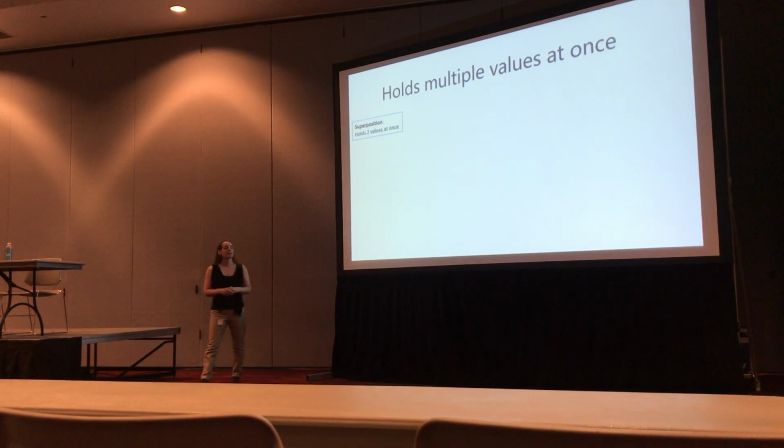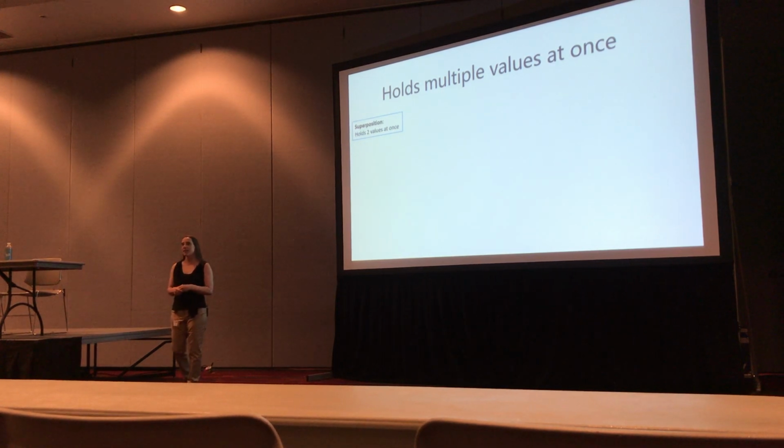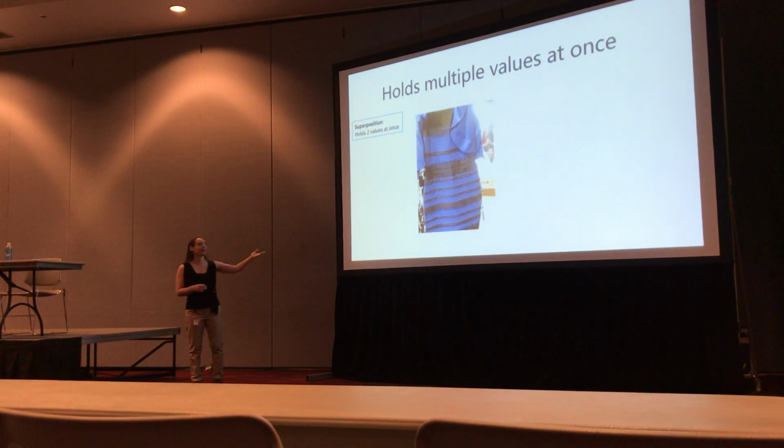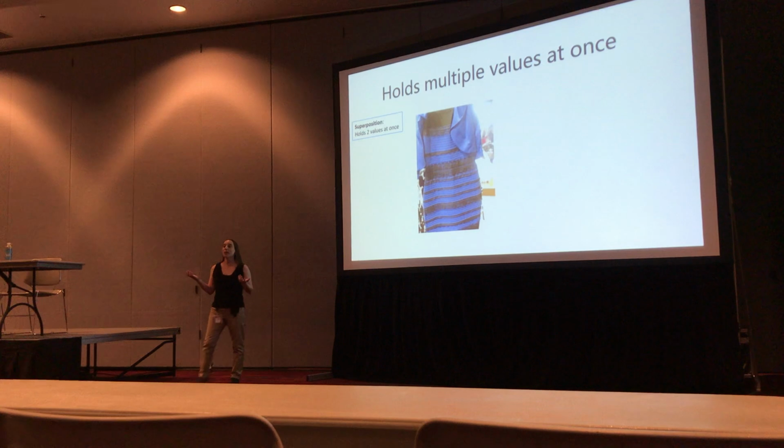All right, so that is one of the basic concepts of superposition, that something that you see can actually hold two different things at once. So we have, I don't know if you remember the viral dress. Is it blue and gold? Is it blue? Is it gold? It depends on who's looking at it and the lighting.